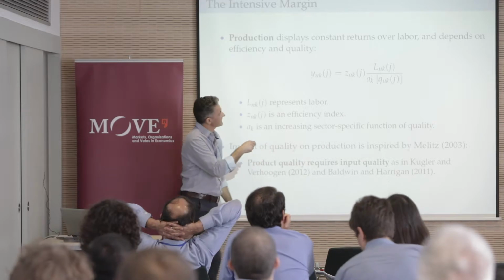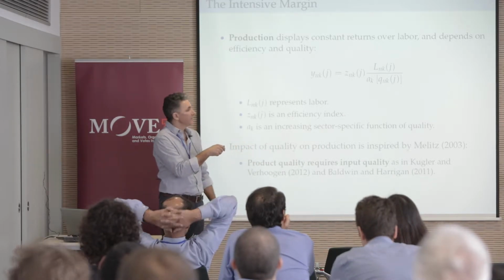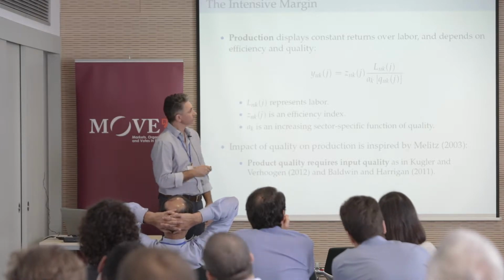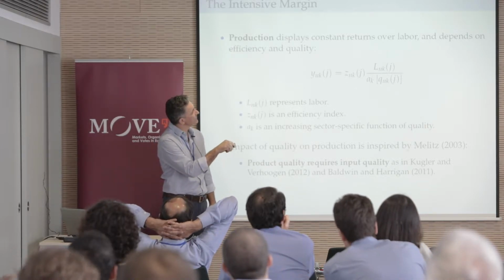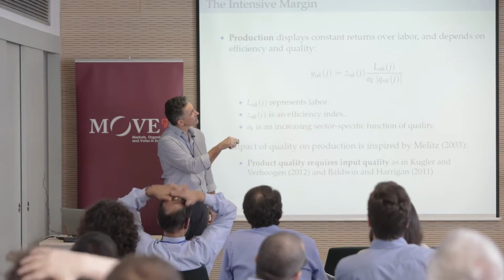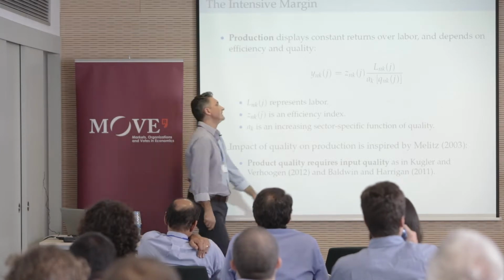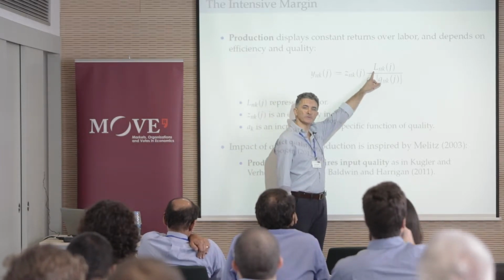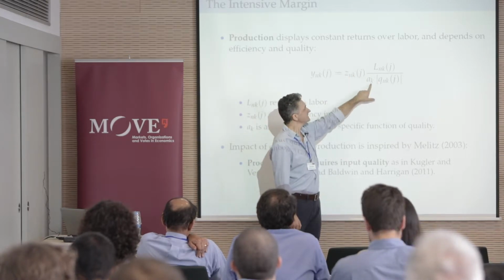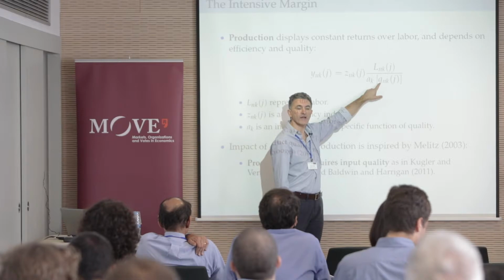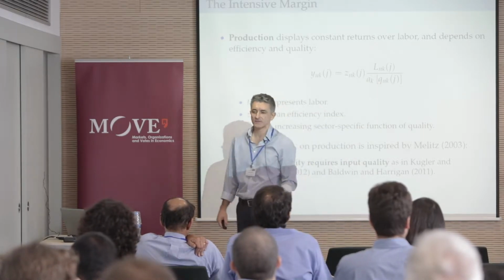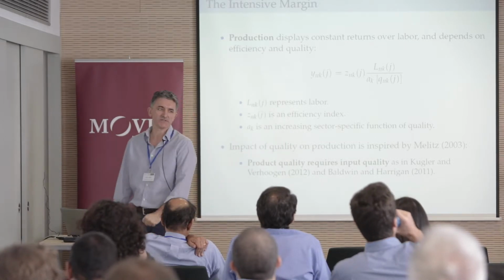So this is production, the amount of production of product J that belongs to sector K in country N, and it depends on a productivity parameter, Z, and on the amount of labor. But the amount of labor that you use, besides being affected by efficiency, is also affected by quality. How? Through function A. Right? So this is the bad thing of quality. To produce quality, you need more resources.